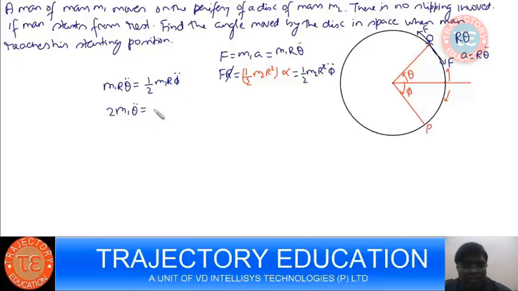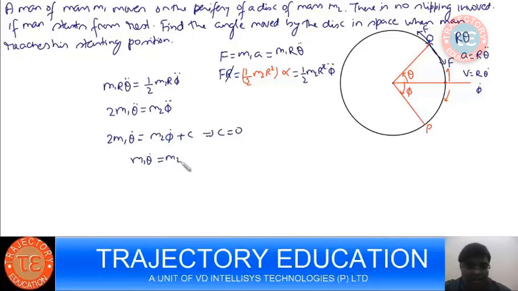So twice m1 theta double dot is m2 phi double dot. And in that case, if I integrate on both sides with respect to time, this is going to have plus constant. Initially, the velocity of the man is r theta dot, and the velocity of the disk, that is r phi dot, both are 0 at t equal to 0. So theta dot and phi dot both are 0 at t equal to 0. So that will lead to c equal to 0. So you have 2 m1 theta dot equals m2 phi dot. Okay.